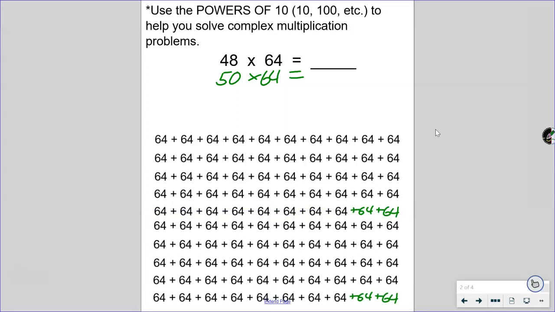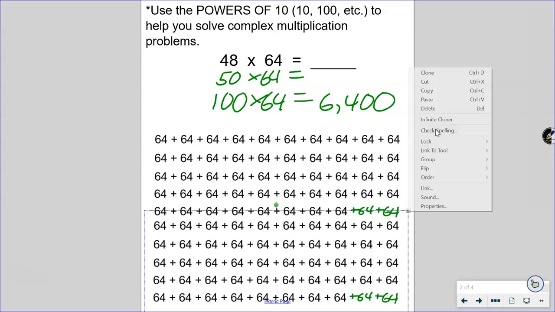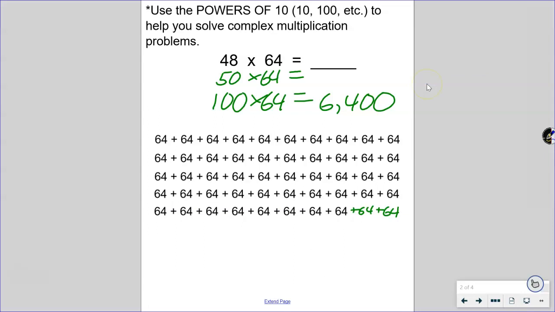And I know exactly what 100 times 64 is. Because anytime we multiply a whole number by 100, we know we're going to put 2 zeros on the end of it. So we know that all of these 64s give us 6,400. Cool. So now we know that 50 of them is going to be half of that, which means I'm going to go ahead and take away these extra 50 that I added. And so here we go. Now 50 of them is going to be half of that amount.